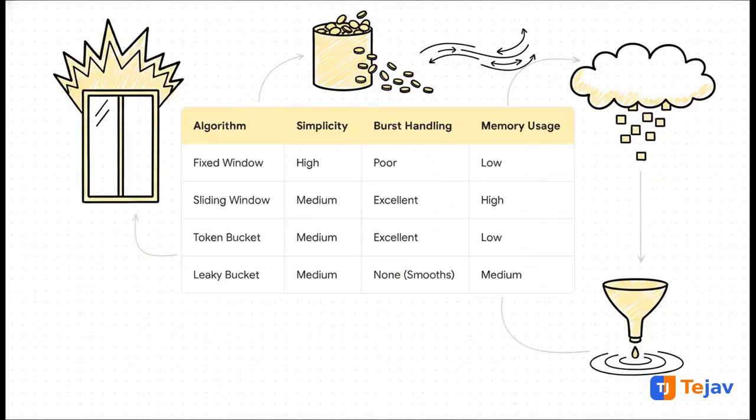Okay, let's wrap all that up in a quick summary. Fixed window, super simple but terrible at handling bursts. Sliding window, really accurate but a memory hog. Token bucket, the fan favorite. It handles bursts like a champ and is easy on the memory. And leaky bucket, its whole job is to smooth things out.